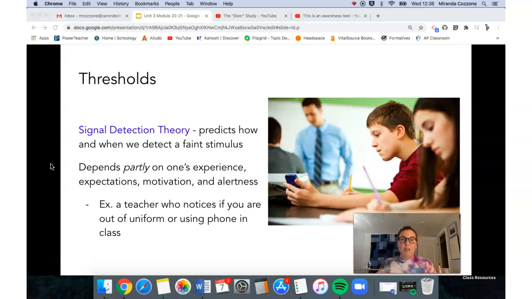So the thing I think about when I think of the signal detection theory, you probably have some teachers who notice the second that you're out of uniform, or teachers who notice the second that you pull your phone out. Other teachers, not so much. It's not necessarily that they don't see it. Some people are just predisposed to seeing things like that, making sense of something while others don't. And it might not be that we don't hear it, see it, or smell it. It might be that we do, but that it's just so subtle we don't even process it. Okay, so think about those things. What are the things that you're acutely aware of that somebody else might not be?